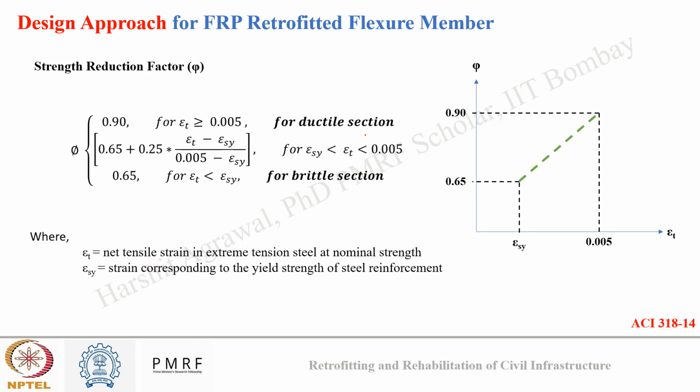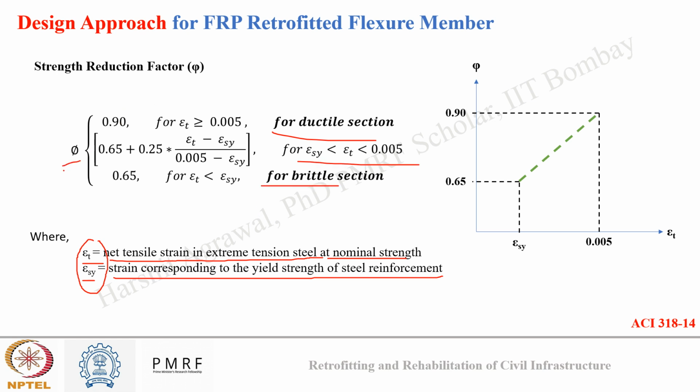Okay. Now, how to decide the value of the strength reduction factor? It depends upon the strain at nominal strength and the type of the member. So here epsilon t is the net tensile strain in the extreme tension steel at nominal strength, and epsilon sy is the strain corresponding to the yield strength of the steel reinforcement. So if we know the values of these two quantities, epsilon t and epsilon sy, then depending upon the type of member, whether it is a ductile section, a brittle section or an intermediate section, we can decide what will be my strength reduction factor associated with the design of FRP.